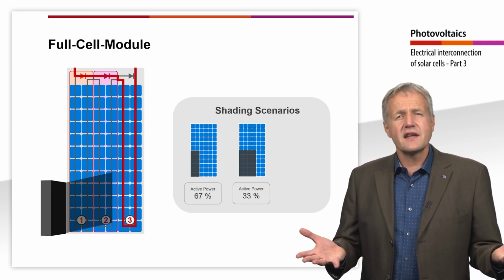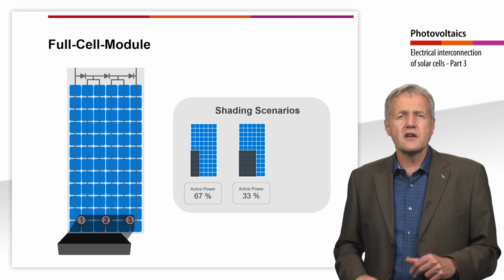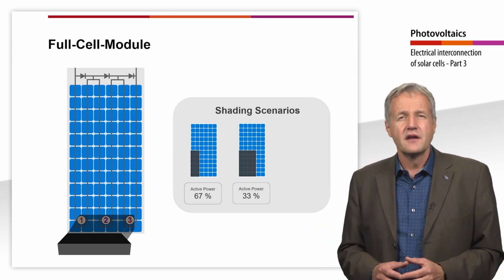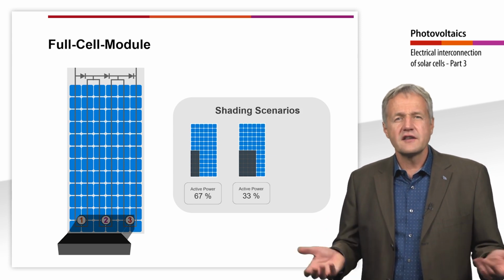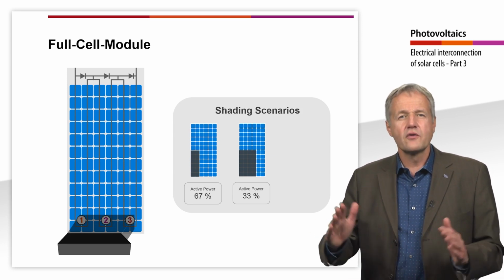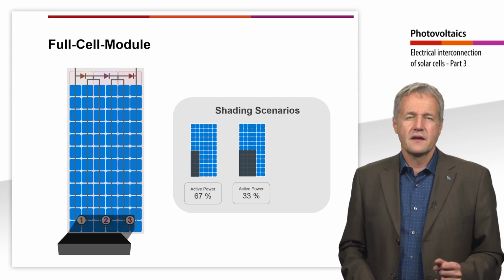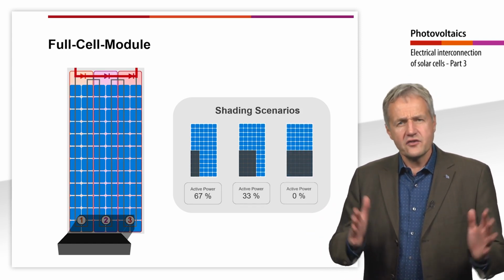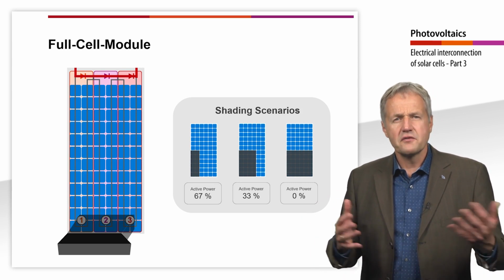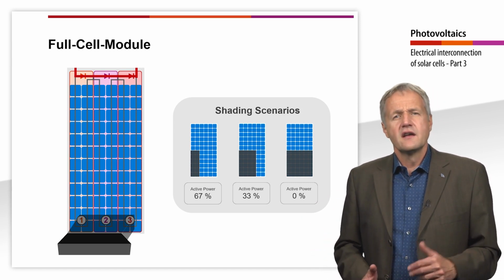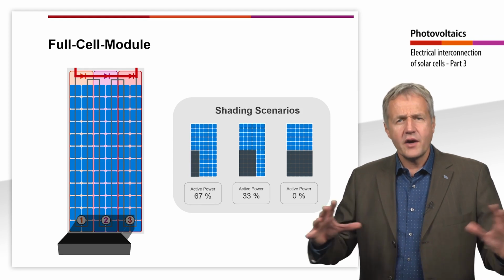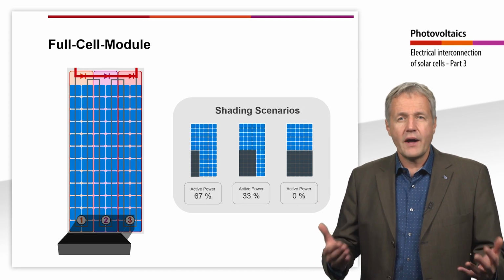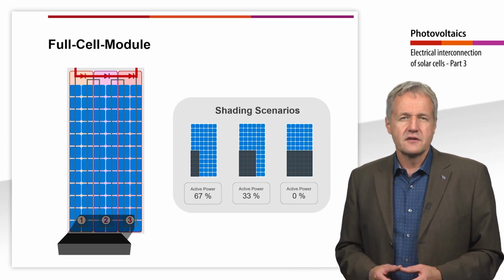The situation gets even worse if the module is not shaded from the side but from the bottom. This case occurs, for example, in ground-mounted systems where the module rows are too close together. Now cells from all 3 cell strings are shaded. As a result, all 3 cell strings are bypassed by the bypass diode. The power of the module decreases to 0 watt as a result.